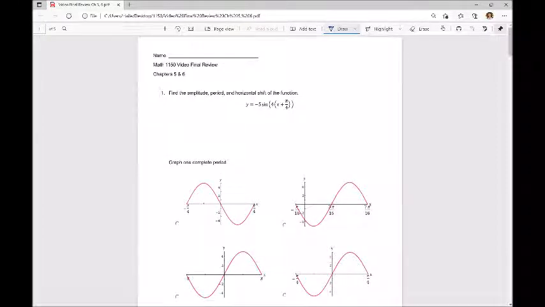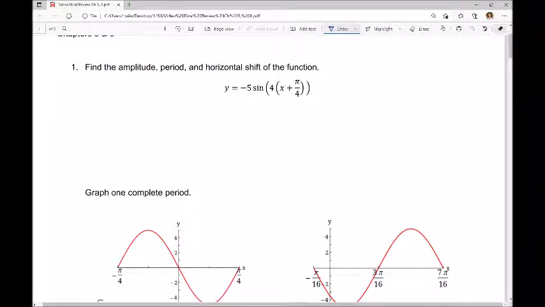So in our first problem, we want to find the amplitude, period, and horizontal shift of the following function. So we have y is equal to -5 times the sine of 4 times (x plus pi over 4). This is nice, the way that it's been given to you, because the 4 here is already factored out. Remember, if that 4 was not factored out of the inside of the function, you would need to do that step first. But here it is, so that saves us a little bit of time.